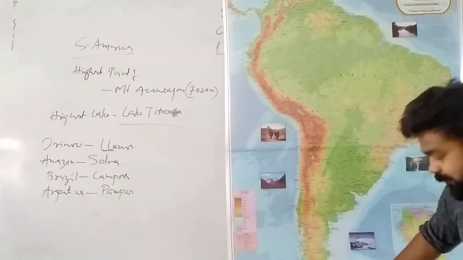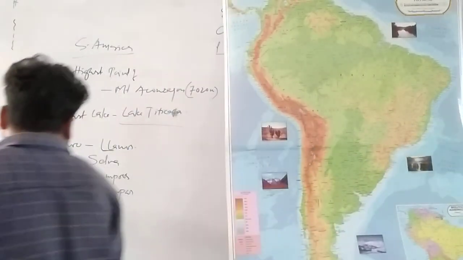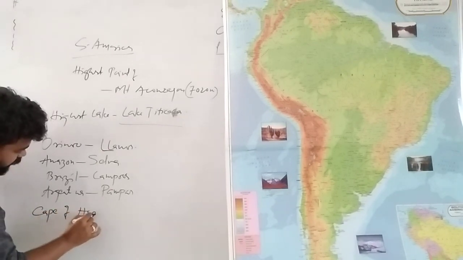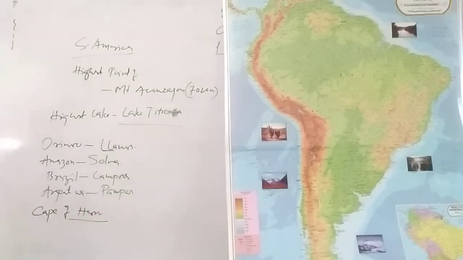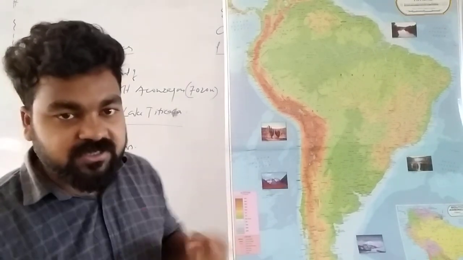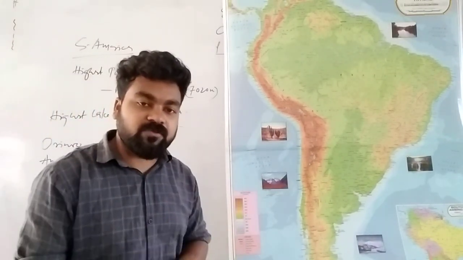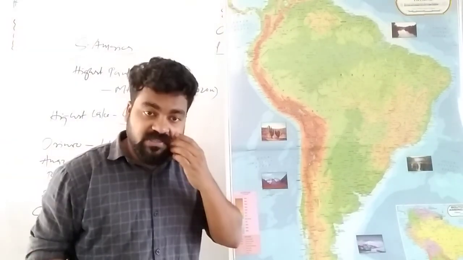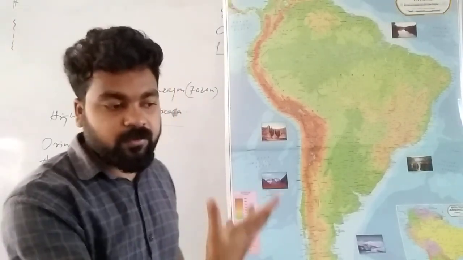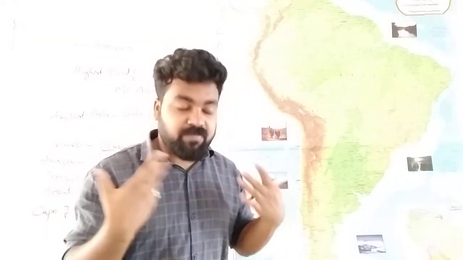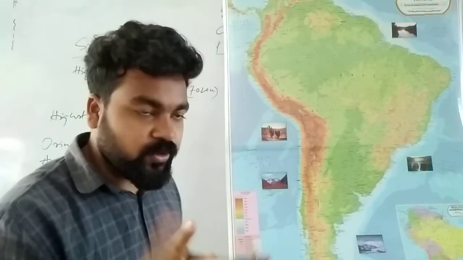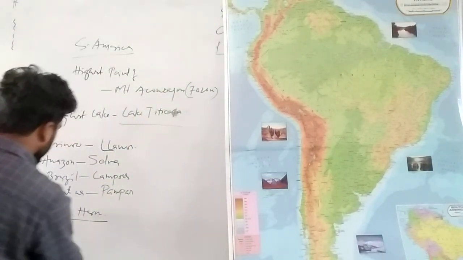What is the last point? Cape of Horn. This last point is called the Cape of Horn. Earlier, the British, Dutch merchants, Portuguese merchants and Spanish merchants used this Cape of Horn as a trade route. But nowadays, after the Panama Canal was constructed, it has no use. This is called Cape of Horn.